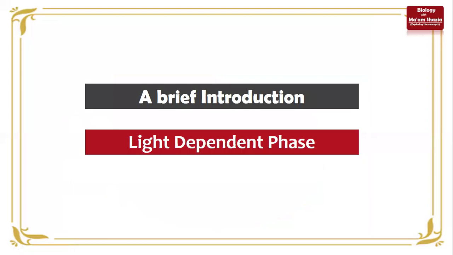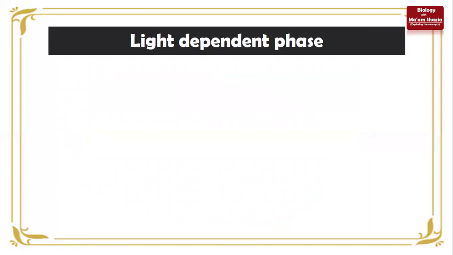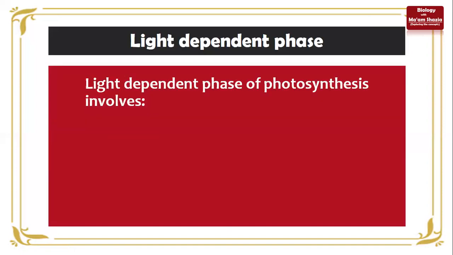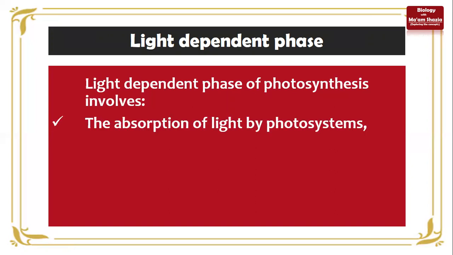So the light reaction or light-dependent phase has a few important things which we are going to discuss today. First of all, it involves the absorption of light by photosystems. I have already discussed in last lessons what photosystems are. Photosystems are the structures that can absorb sunlight. The rest of the molecules, the rest of the world, are unable to absorb sunlight the way plants can.